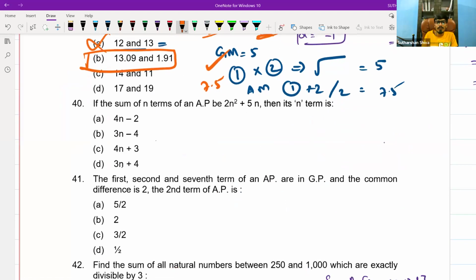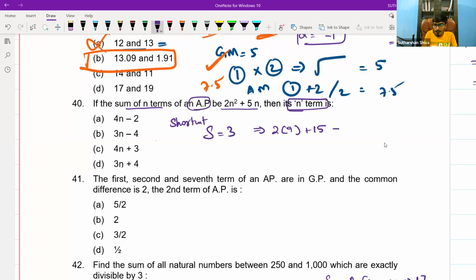Then question number 40. If the sum of n terms of an AP is 2n square plus 5n, what is the nth term they are asking? Here I will give you a short trick. Shortcut: assume the sum is equal to 4. Okay, substitute in this equation, 2n square plus 5n. So 2 into 3 square, n square is nothing but 3 square, which is 9, plus 5 into 3, which is 15. Okay, substitute as n.